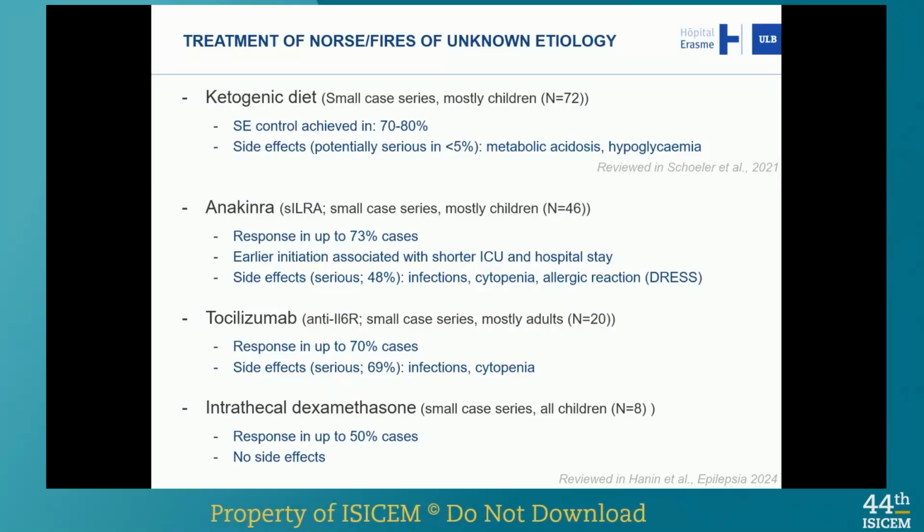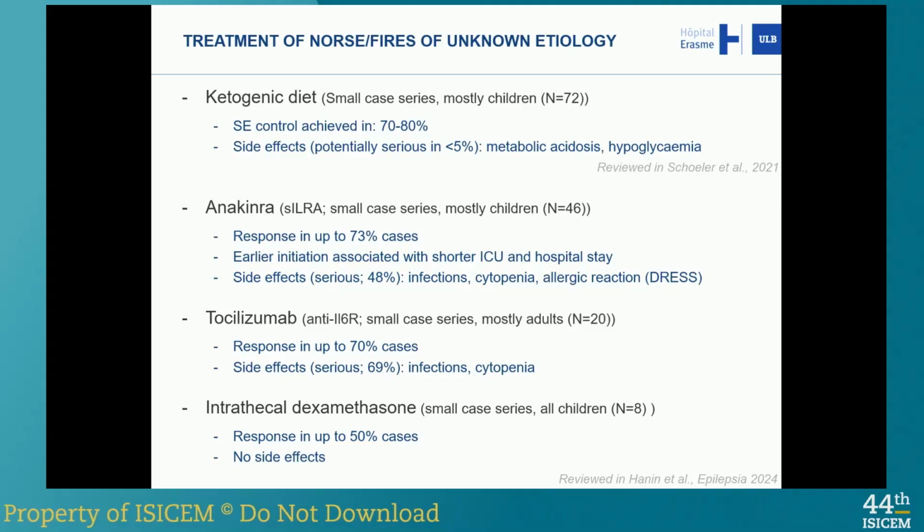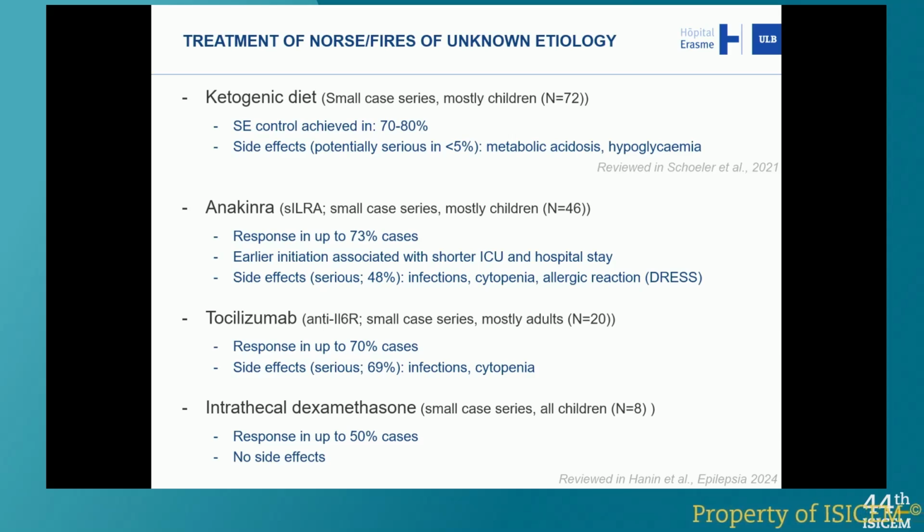In children, what's very, very popular is the ketogenic diet. Pediatric neurologists are really huge fans of the ketogenic diet, and they're very good at it. I'm terrible at it. I've never managed to put a patient in ketosis in the ICU for many reasons, but mostly because I'm not used to it. But in children, it seems to work quite well. One of the reasons is that the ketogenic diet has anti-inflammatory effects. So the ketogenic diet is an option.